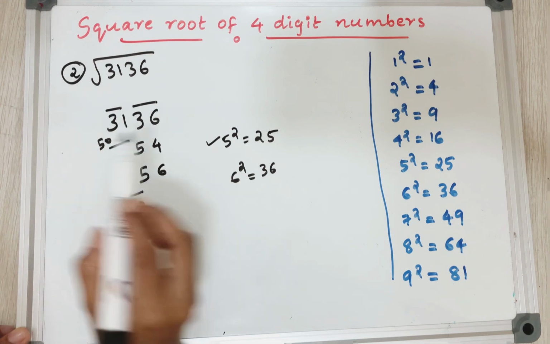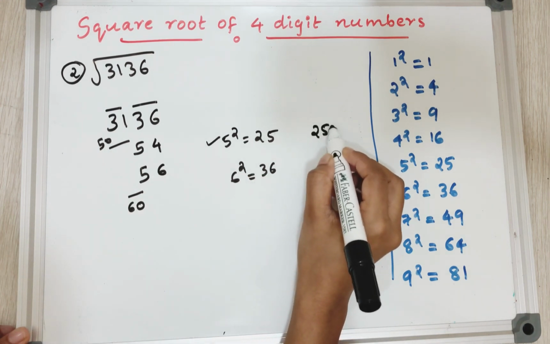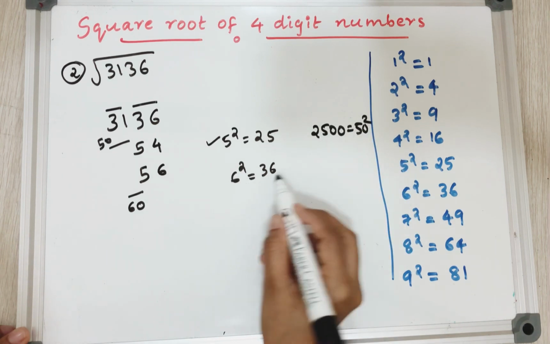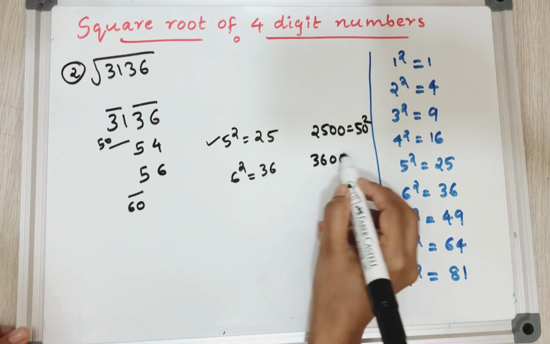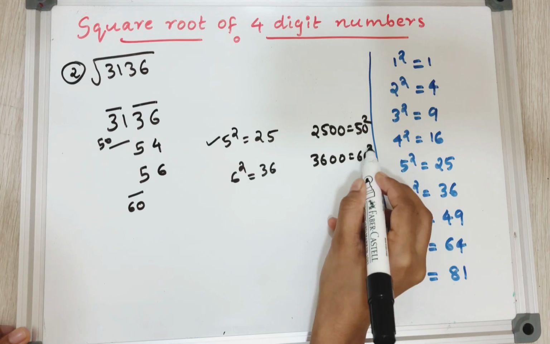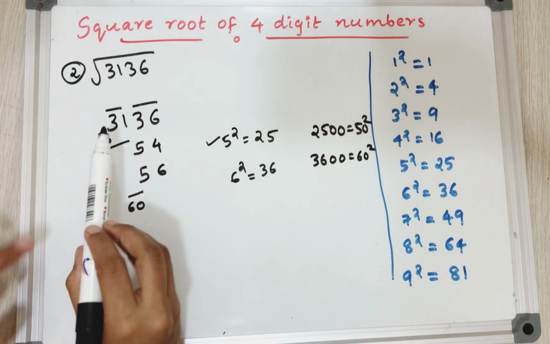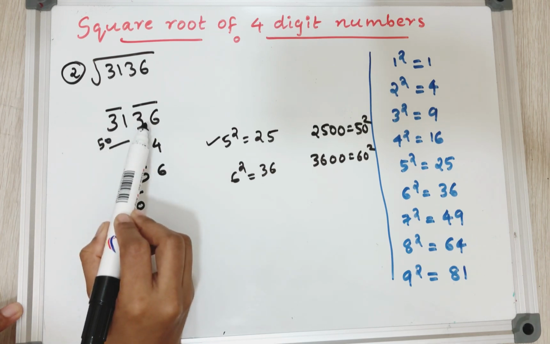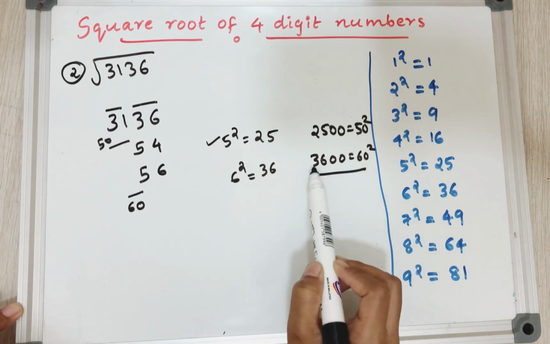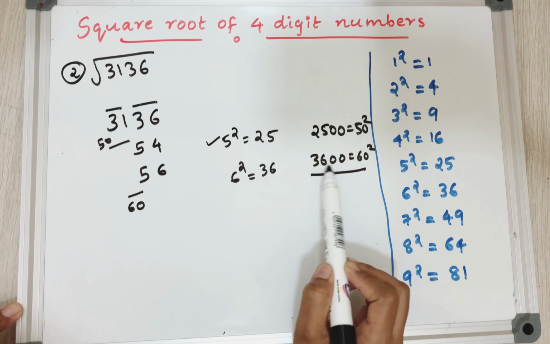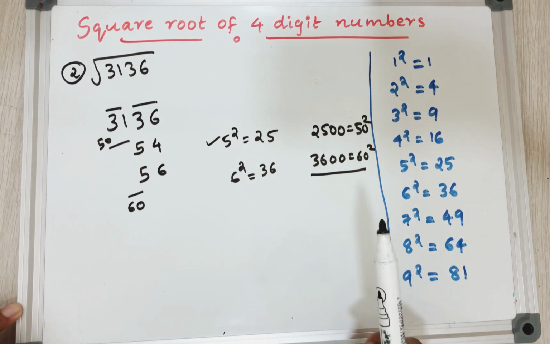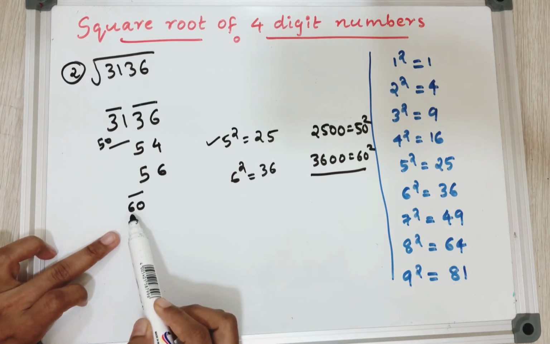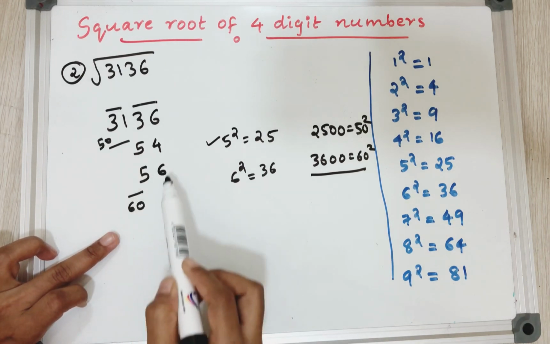Now 50 square is equal to 2500 and 60 square is equal to 3600. Now see, we have to find the square root of 3136. Clearly this is close to this one, 3600. That is, this is close to 60 square and 56 is close to 60. Therefore, the answer is 56.